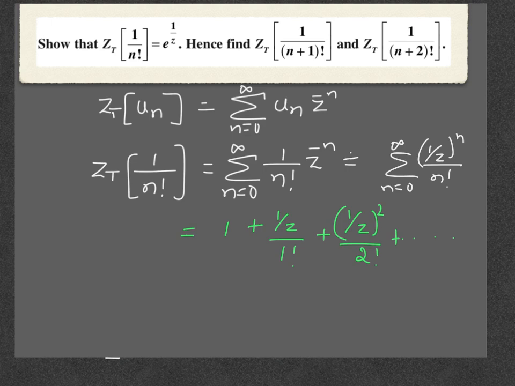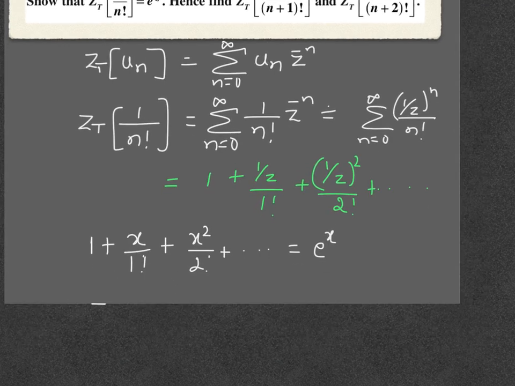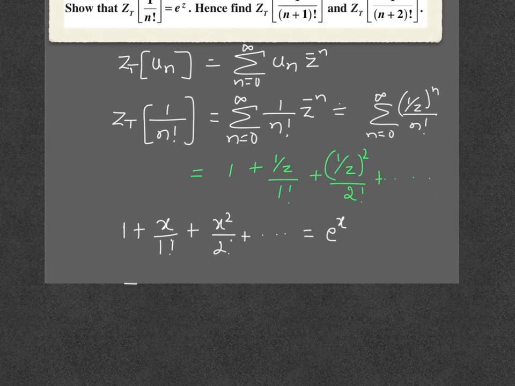It is in the form of 1 plus x by 1 factorial plus x square by 2 factorial and so on, which can be written by Taylor's expansion or Maclaurin's expansion as e power x. Therefore, the above result becomes z transform of 1 by n factorial can be written as e power 1 by z, because in the place of x we have 1 by z. This is the proof.